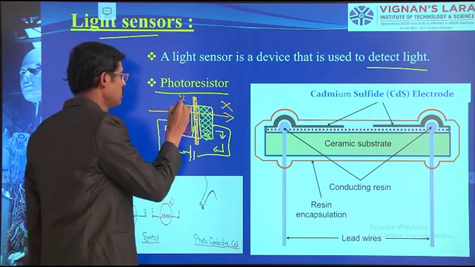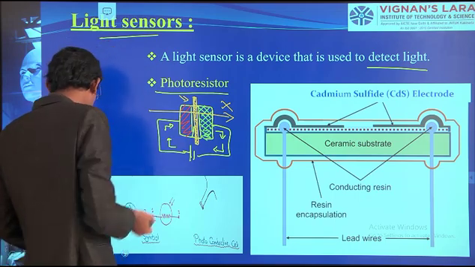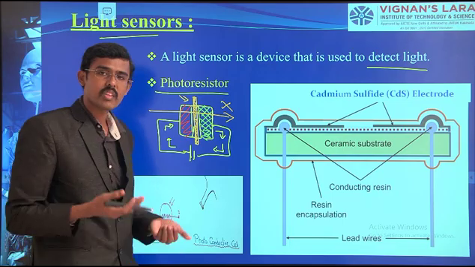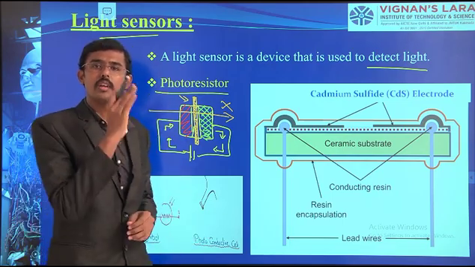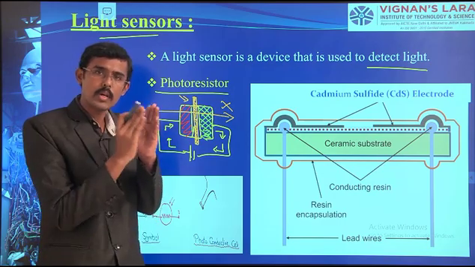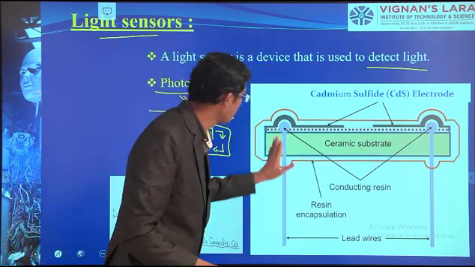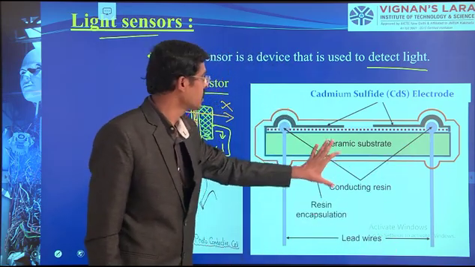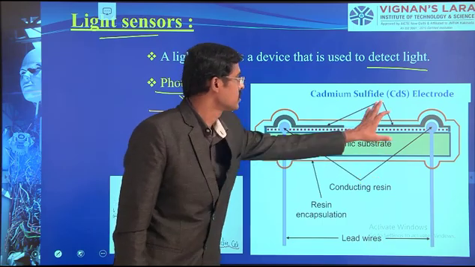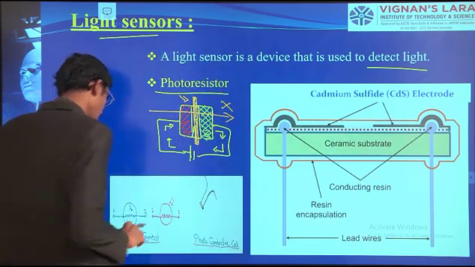Therefore, this is a photoresistor. What we are doing here is using its capability: when it is exposed, it loses its resistive property. That's why we are using it here. This is the electrode we are having, two conductive parts, so conducting resistance is there. Inside, in the middle, we have a cadmium sulfide electrode.